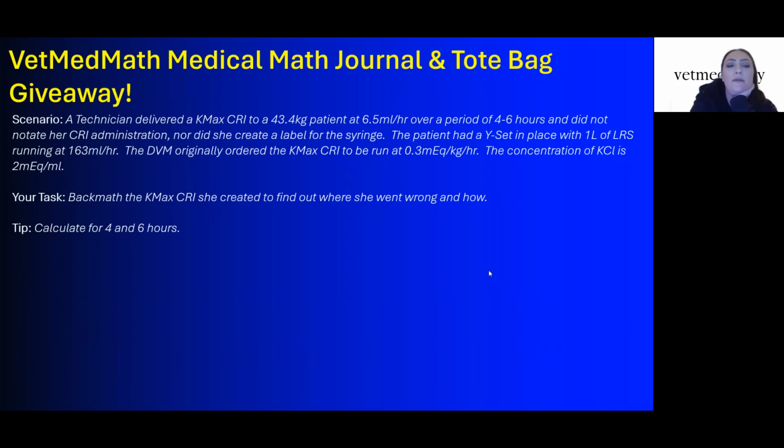So this is a scenario. A technician delivered a K-Max CRI to a 43.4 kilogram patient at a 6.5 mils an hour over a period of 4 to 6 hours, and did not notate her CRI administration, nor did she create a label for the syringe. So the patient had a Y set in place with 1 liter of LRS running at 163 mils an hour. The DVM originally ordered the K-Max CRI to be run at 0.3 MEQs per kg per hour. The concentration of KCl is 2 MEQs per mil.